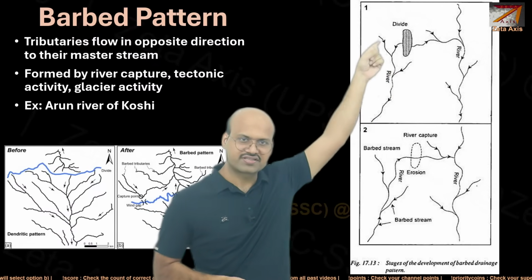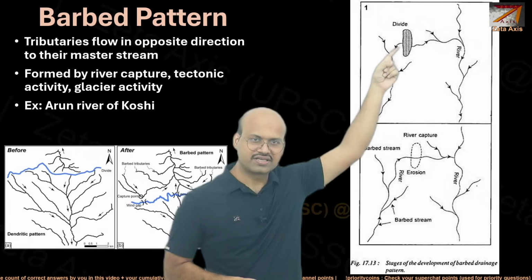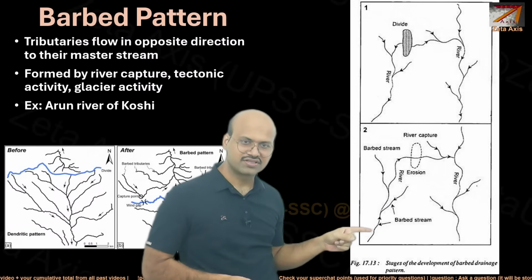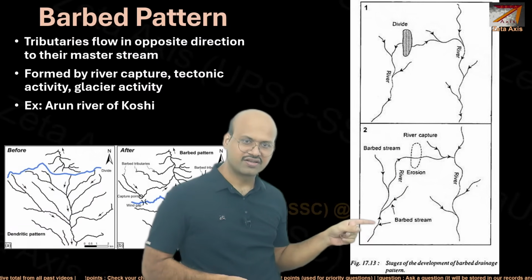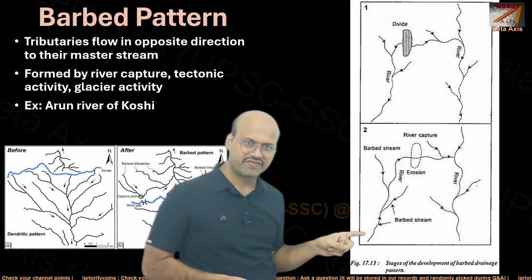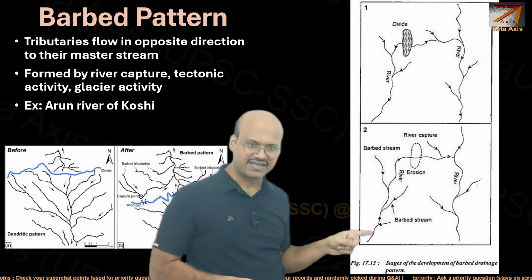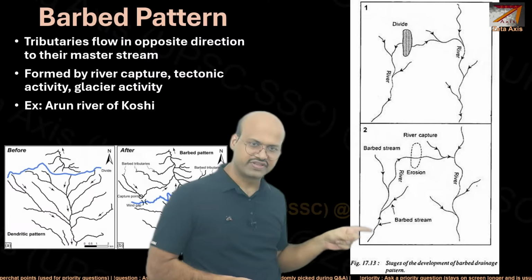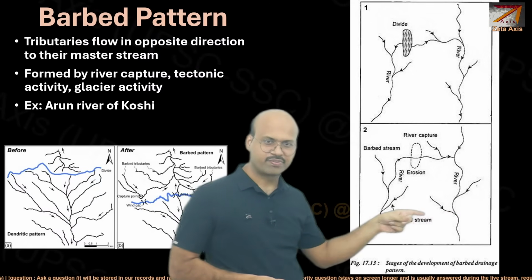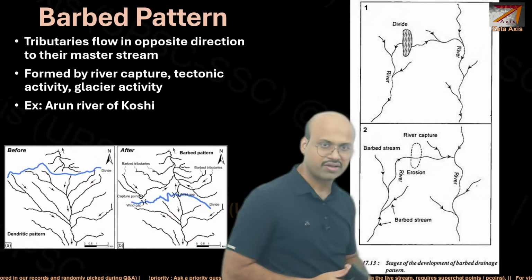Before river capture, there is this divide, and now this divide has been eroded. You can see that the direction was downward, but now the flow has changed. But here you can see that they are flowing in opposite directions. The main river is flowing in this direction, but because of river capture, the direction of this flow has changed. Even after the change, the flow direction of this pattern is opposite to that of the main river. Because of these particular branches, their flow is opposite, and that is why it is called barbed pattern.